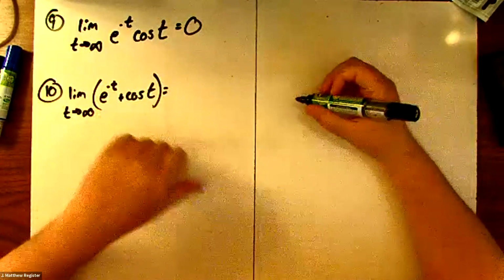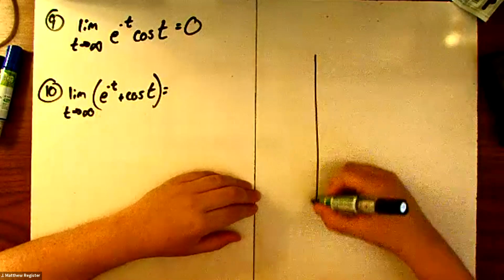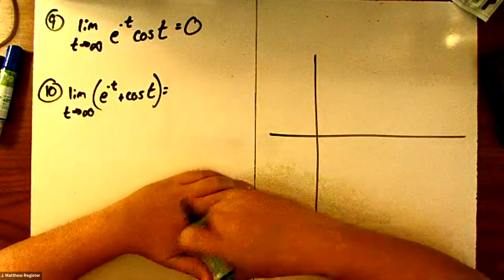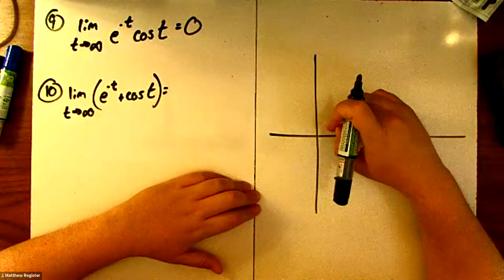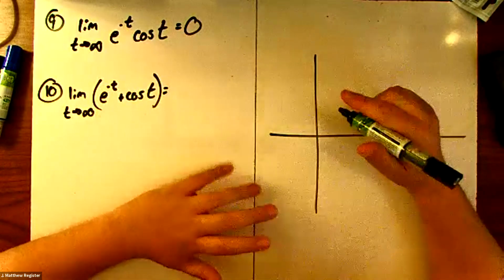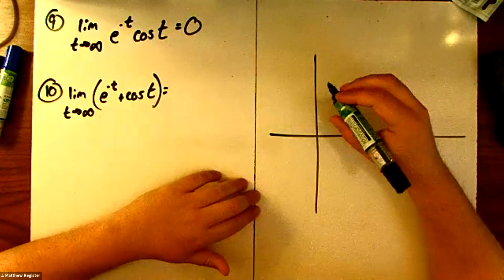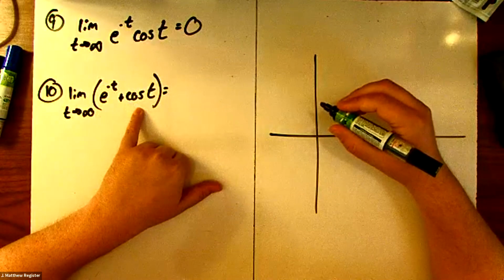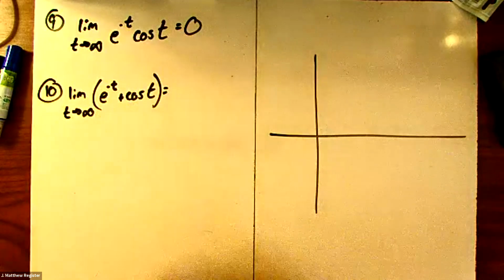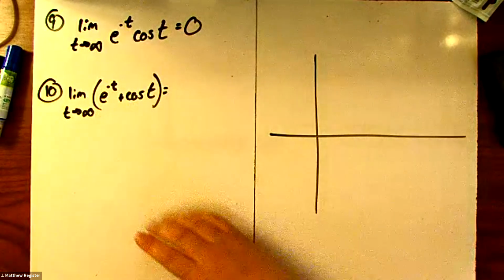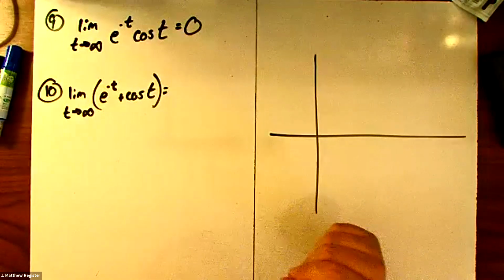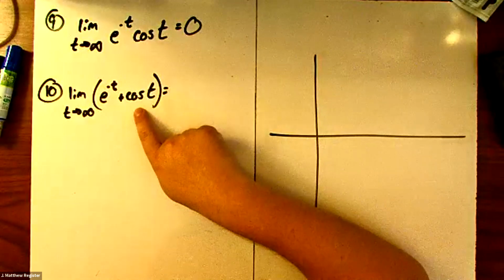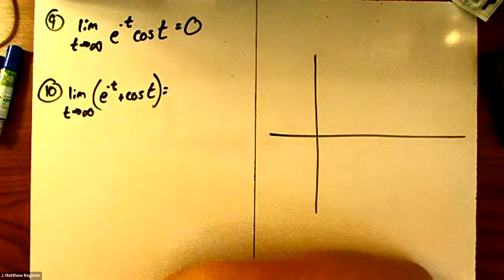The graph of this, if we were to graph it, well, e to the negative t, as we're going to the left, is going to get monumentally large. And we already know that. What the cosine would do, though, is it would oscillate, but it's going to be bounded. It would stay between -1 and +1. And so we can keep that in mind and say that the -1 to +1 is not going to really affect much of the graph.